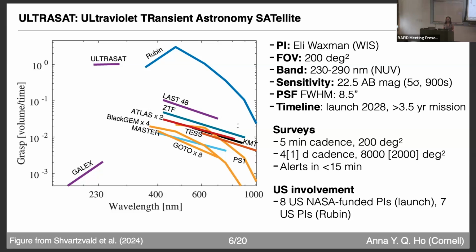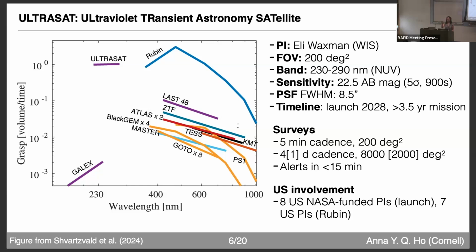Because of its very large field of view, it has a huge grasp. So the grasp of a survey, which is being shown in the plot here, is basically the volume of the universe that is probed by that survey per unit time. And so that's directly related to the expected transient discovery rate. The survey plans for ULTRASAT, I'm listing here. It will do a stare, so its field of view is 200 square degrees.